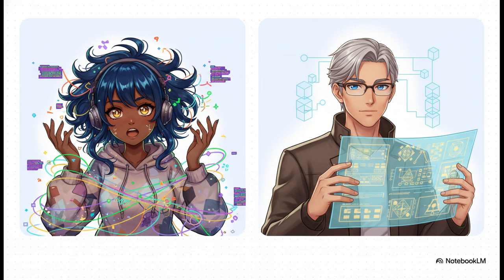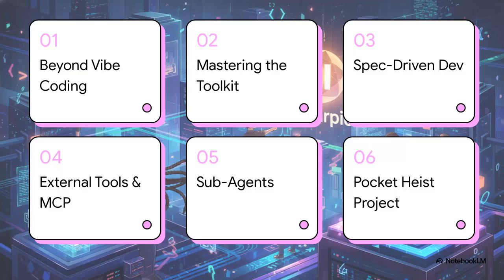We need to move firmly away from vibe coding. You know, when you just toss a prompt into the void and cross your fingers, it's unstructured and honestly pretty chaotic. What this masterclass leans hard into instead is spec-driven development. Because the truth is, AI is at its absolute peak when you pair it with your real coding experience and structured project knowledge. Precision and control over guessing. That's the secret sauce. Here is our roadmap for today. We'll start by moving beyond vibe coding, master the toolkit, dive into spec-driven development, check out external tools and MCP, explore subagents, and finally bring it all together in the Pocket Heist project.